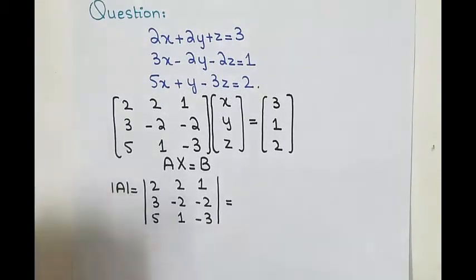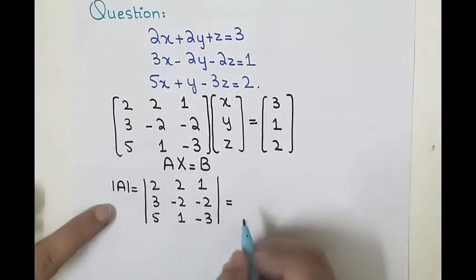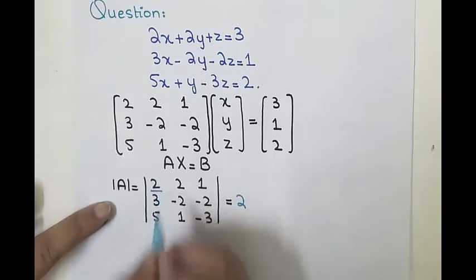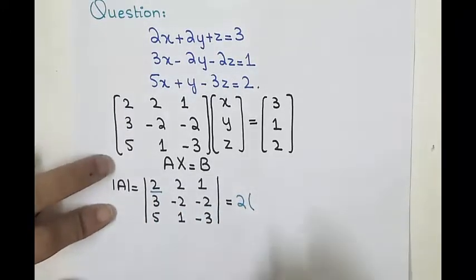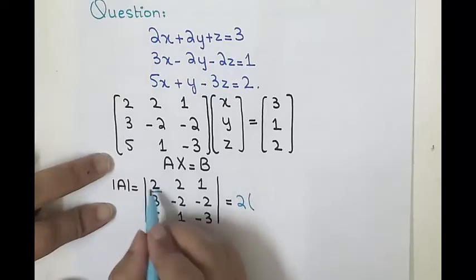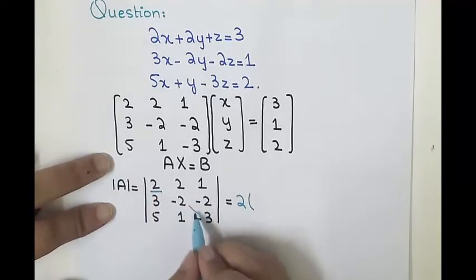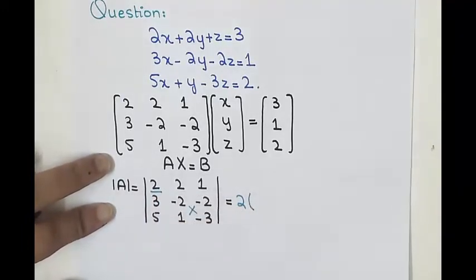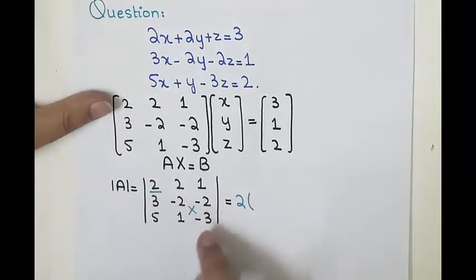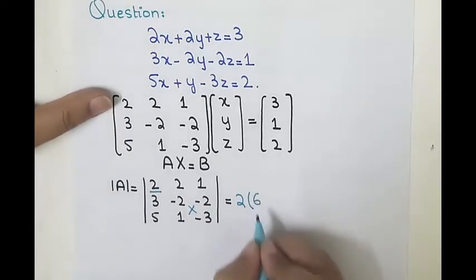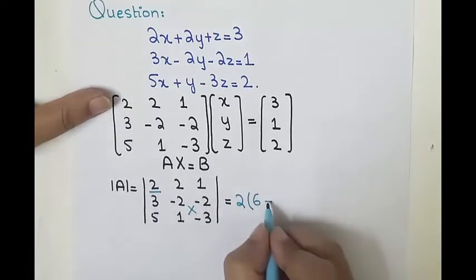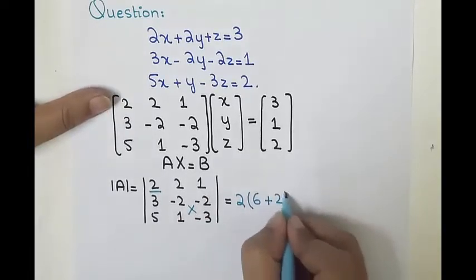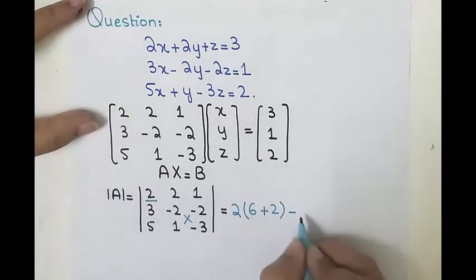This is equal to, first we will write 2, expanding from here. Directly we will expand it, skipping the first column and first row. Now we have these four terms which we will cross multiply. Minus 2 times minus 3 is 6. Then minus 1 times minus 2 is minus 2. So minus minus is plus. Then we have a minus sign.